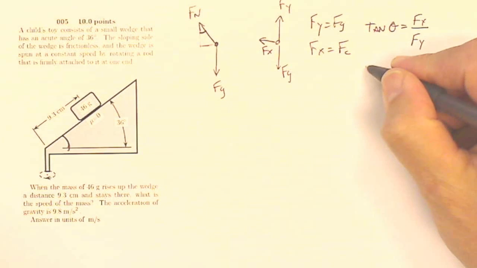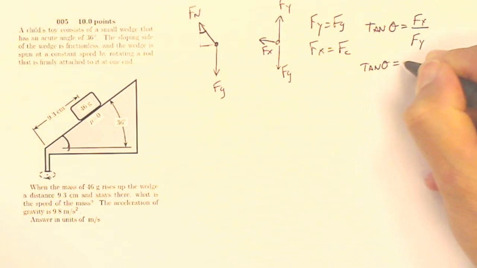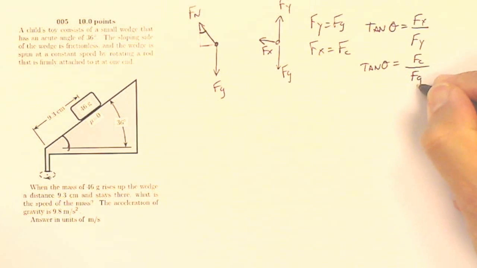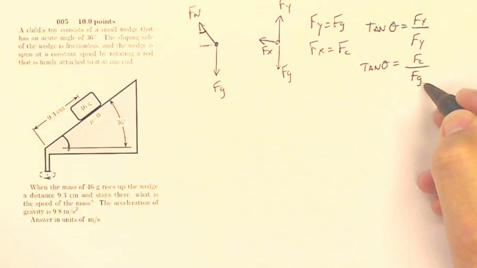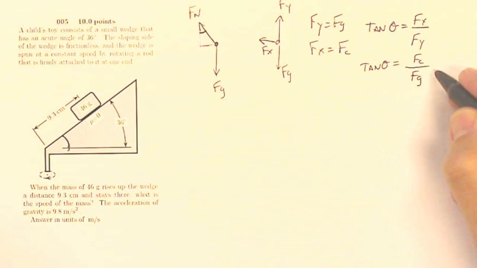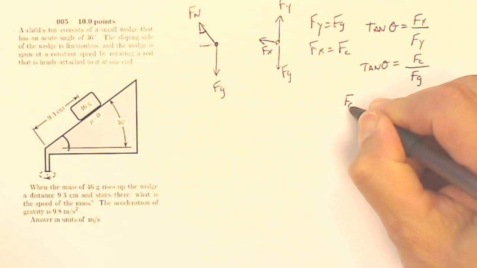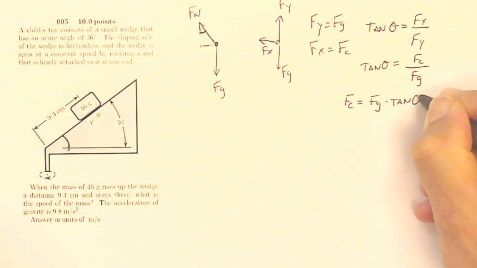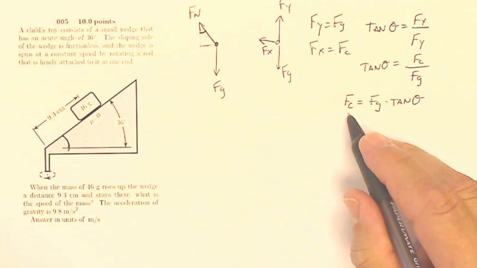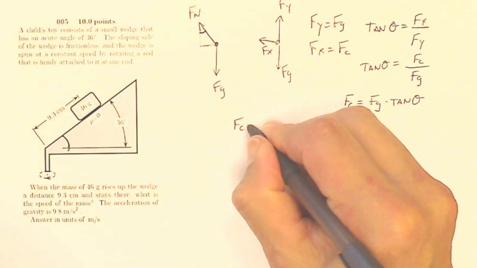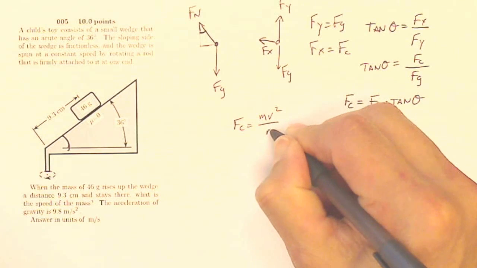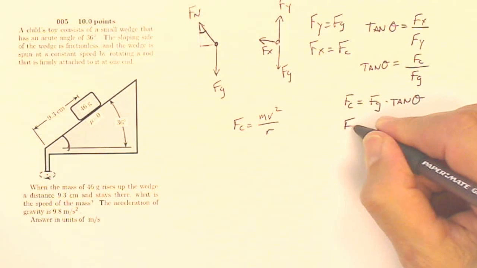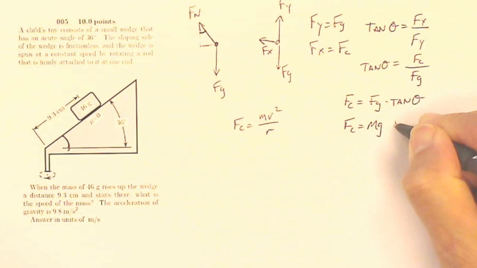Well, my force x is my force centripetal, and my force y is my force of gravity. So I've got tan theta is Fc over Fg. I also know if I multiply by force of gravity, I get that my centripetal force is going to be my force of gravity times the tangent of theta. I also know that my centripetal force equals mv squared over r. So I've got this and I've got this. Well, I can work them together. Let me do one more step here. Fc equals mg tan theta.